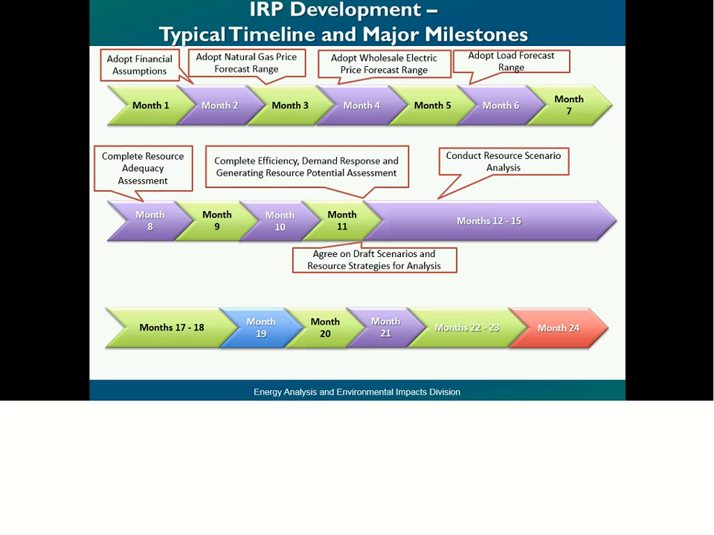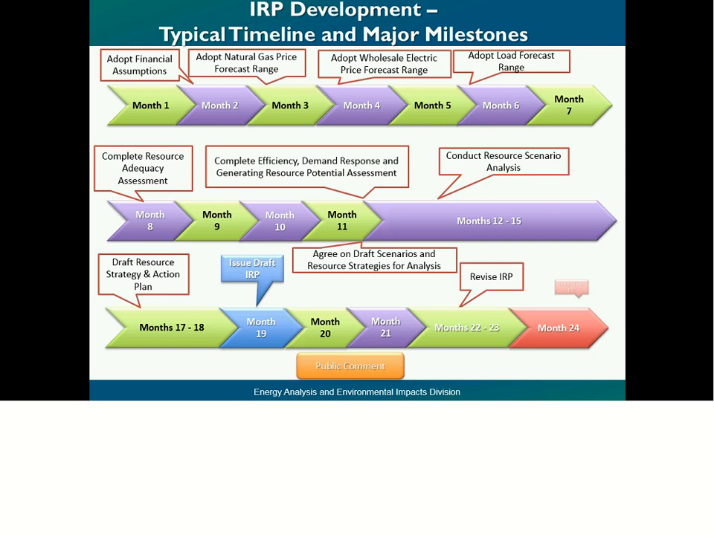Get your resource strategy together and an action plan together, get your draft out at about month 19, maybe 15, depending on how fast things go. You get a bunch of public comment, revise your IRP, and finally go to final. I think Joe has a point.